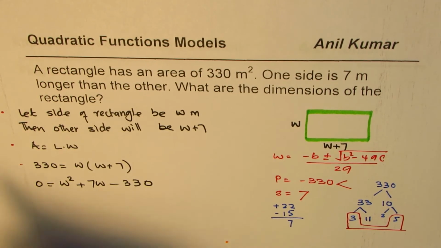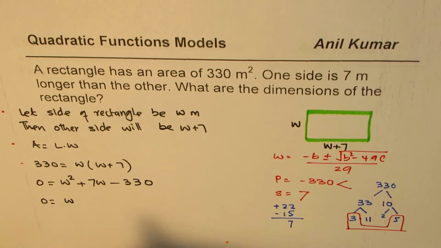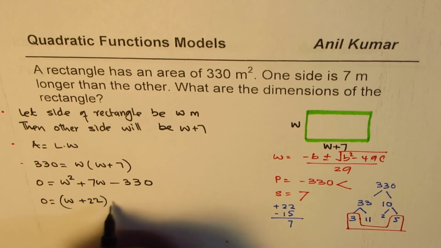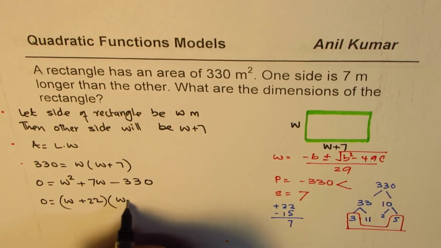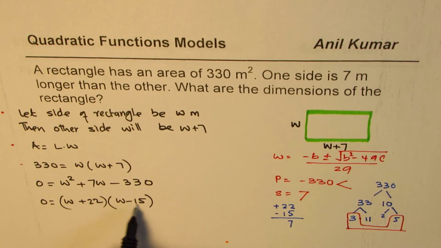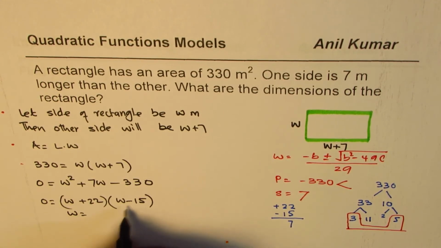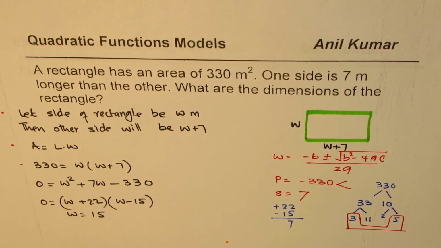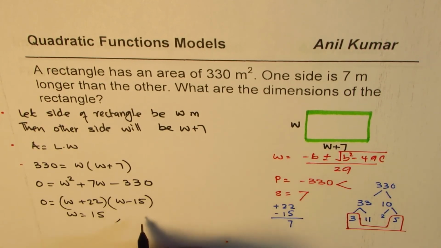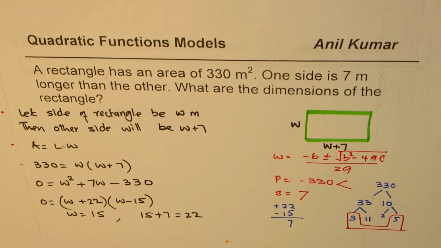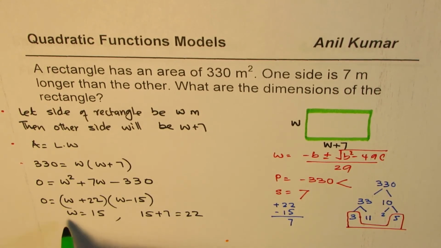Now, we could write this as 0 equals w plus 22 times w minus 15, since these are the two magic numbers. Do you see that? So the value of w has to be positive. So we say width is equal to 15. The other gives you a negative number. Perfect. So width is 15 and the other side will be 15 plus 7, which is 22. Is it okay? So that is how you could actually find your solution.